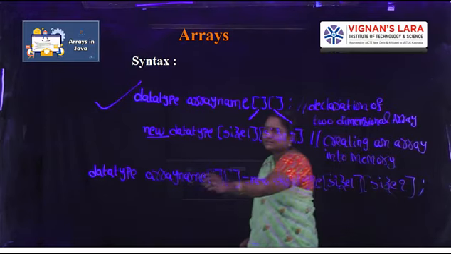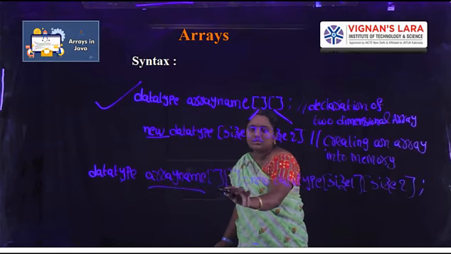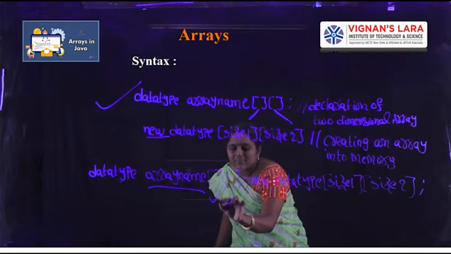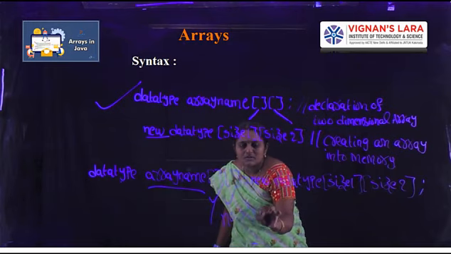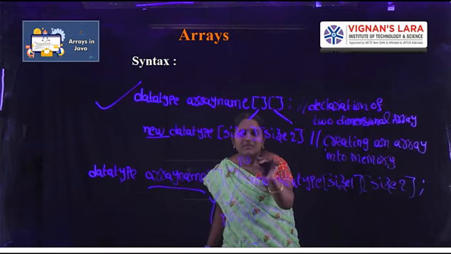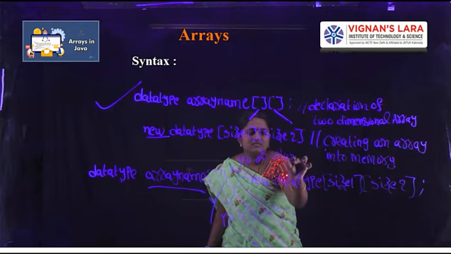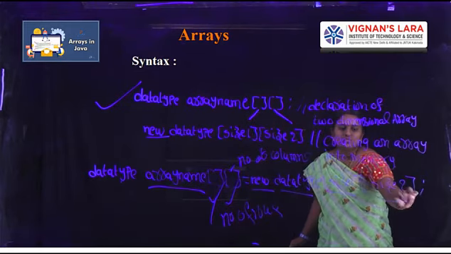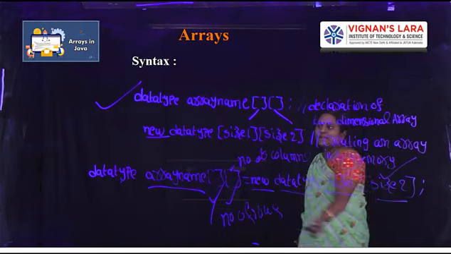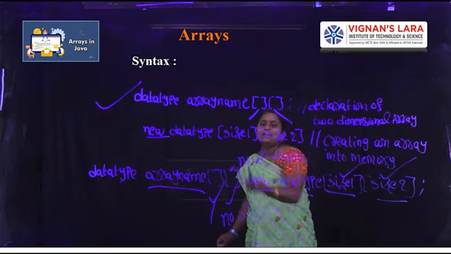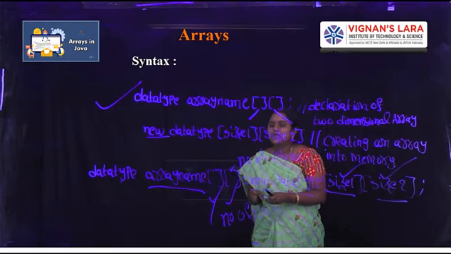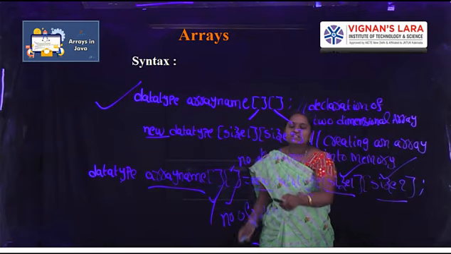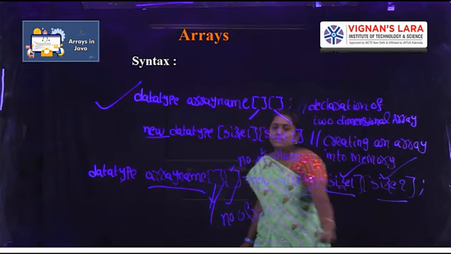Here is the syntax: data type, array name. It is a two-dimensional array containing two subscripts. The first subscript represents the number of rows, the second subscript represents the number of columns, equal to new data type, size 1 and size 2. The data type defines what data type can be stored in the array. The array name represents the name of the array.